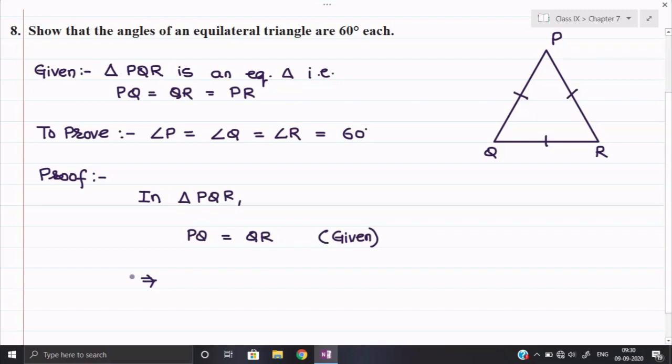In front of PQ, look at which angle is coming. Look carefully. In front of PQ, angle R is coming, right? And in front of QR, angle P is coming. That we can say: angles opposite to equal sides. This is the reason. And this we can say is equation number 1.